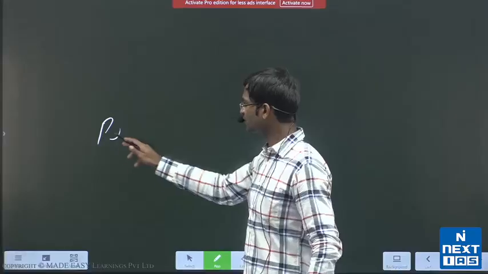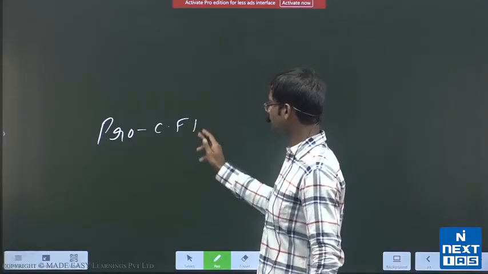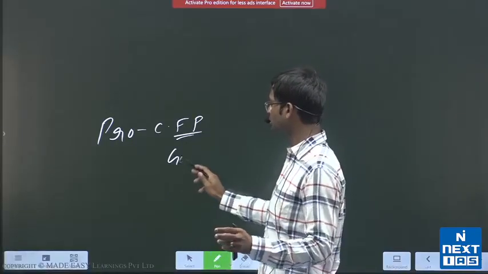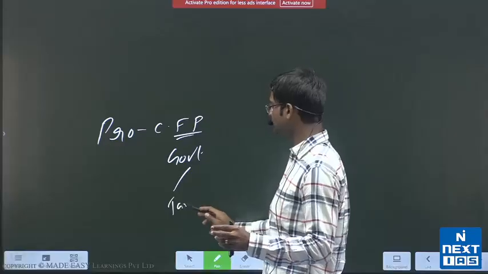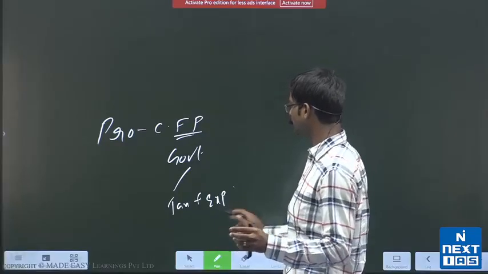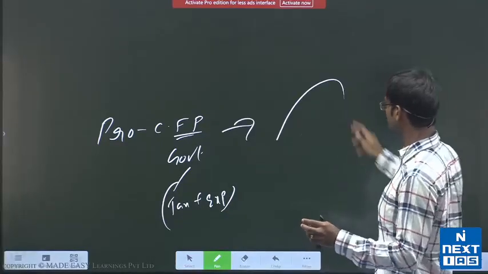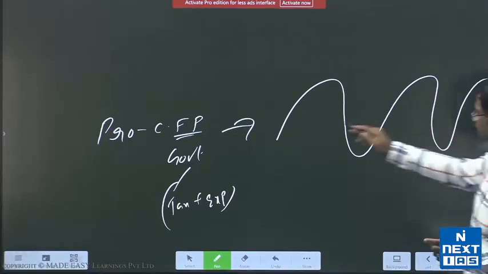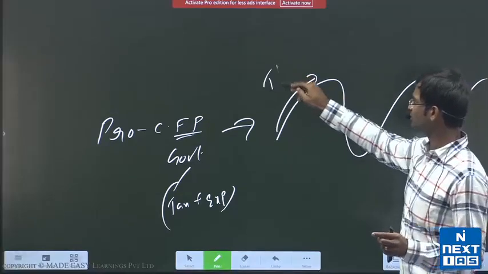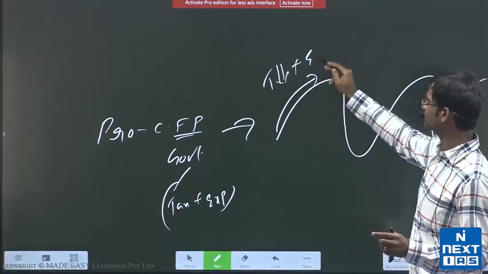Very simple. Again, I am repeating. See, pro-cyclical fiscal policy. Acha, fiscal policy means government. Government means taxes and spending. Okay, clear. Pro-cyclical, okay, as the cycle is, so it follows. Okay, all is doing good. Government also cutting the taxes and increasing the spending.